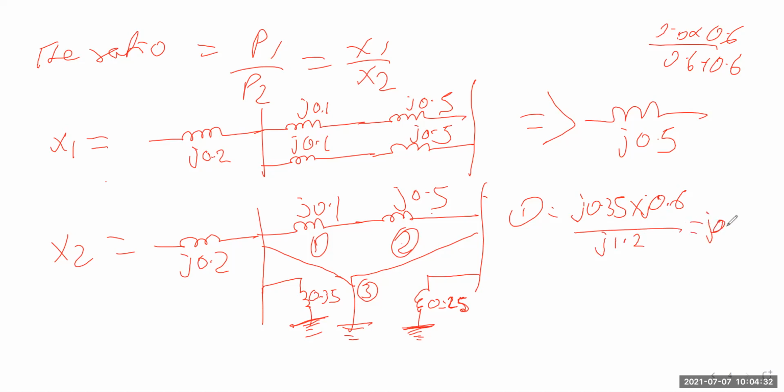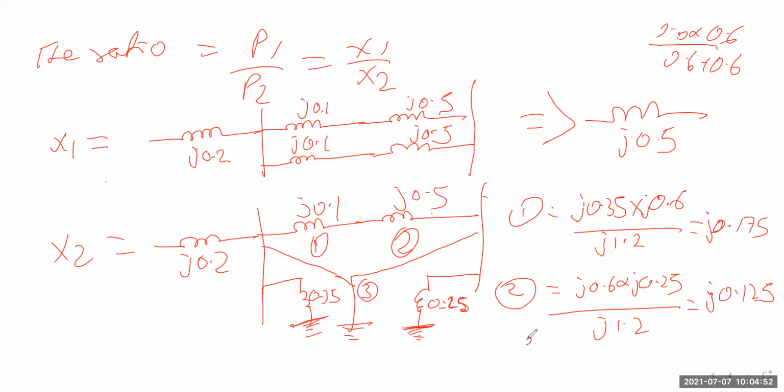What will be the value? J 0.175. Now number two would be J 0.6 into J 0.25 by J 1.2. It will be your J 0.125. For 3 it will be your J 0.35 into J 0.25 by J 1.2. So this value will be J 0.0729. Okay, so we got these values.